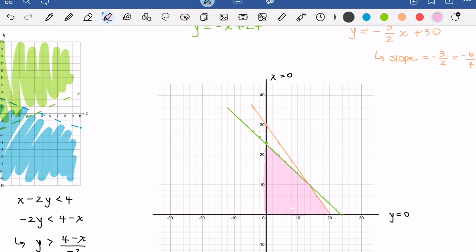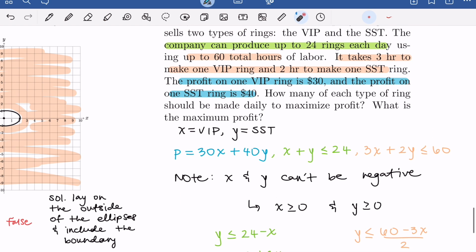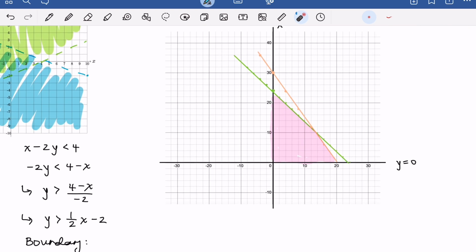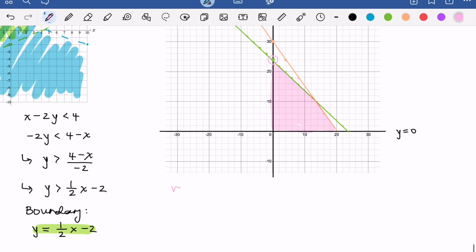Now, in order to figure out what our maximum profit is going to be and how many of each type of ring should be made daily to maximize this, we're trying to find the max x and y values. Then we want to figure out what the maximum profit would be by plugging in these maximum x and y values. So our x and y values are going to be given by the vertices of these graphs here, or this intersection. So our first vertex is going to be this point. I'm going to circle them in pink here. So it's going to be that point 0, 24.